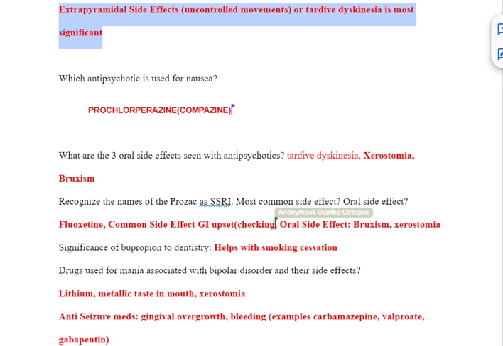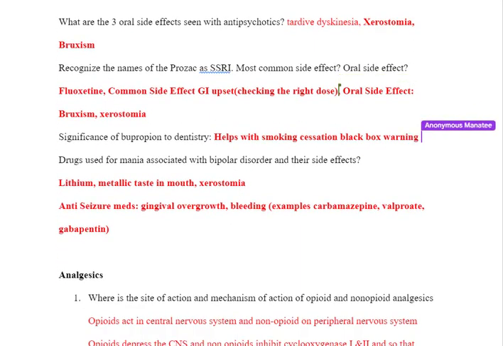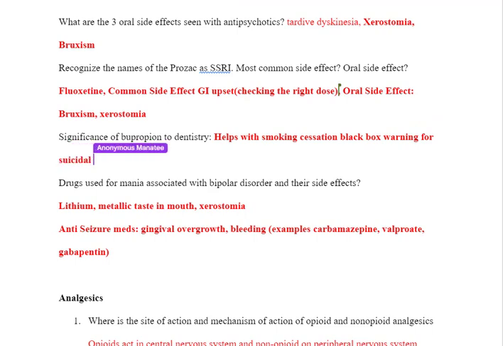Bupropion, yes, it helps with smoking cessation. Why might you not be talking about it, though? Yeah, it's a black box drug, okay? All right, drugs for mania, lithium. The biggest one with lithium is a metallic taste, which drives people crazy. It's like they're chewing on tin foil.